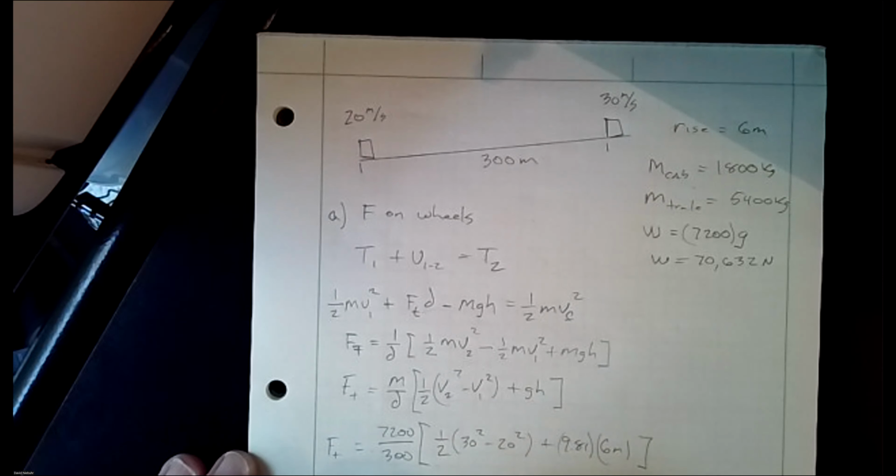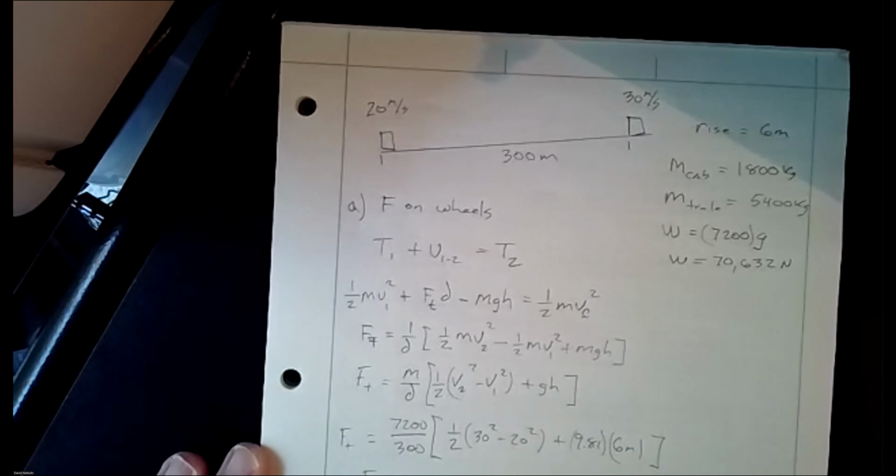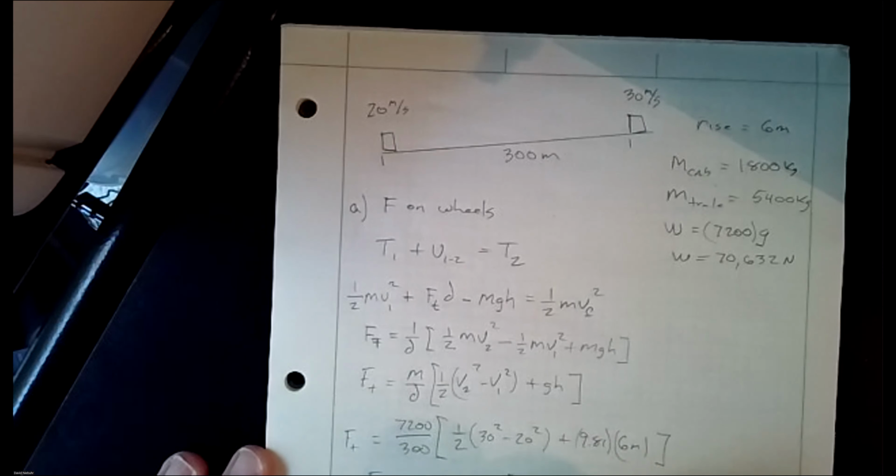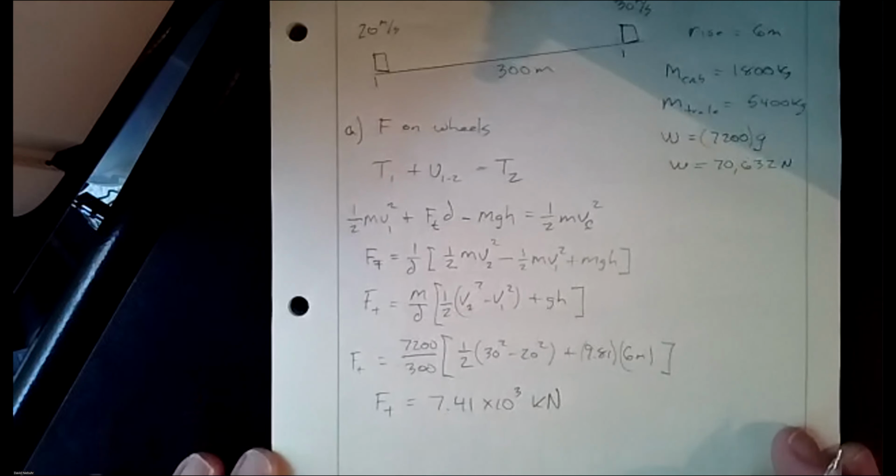And so we end up with F_t, so our F truck gives us a value of 7.41 times 10 to the third kilonewtons after I convert it. Okay. Sorry about that. So there's that. All right.